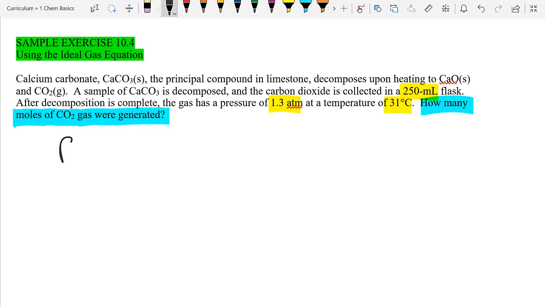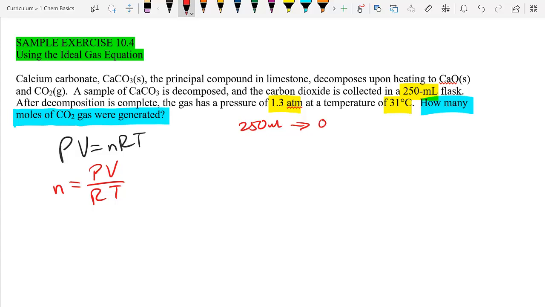So we consider the ideal gas equation, PV equals nRT. We're trying to solve for n, so rearranging that gives us number of moles is pressure times volume over R times temperature in kelvins. A few little modifications that we're going to make. This 250 milliliters is going to have to be put into liters. It'll be 0.250 liters. Also, 31 Celsius, that's not in our standard kelvins unit. We need to modify that as well. We'll find that adding 273 to our 31 degrees gives us our Kelvin temperature, 304 Kelvin.